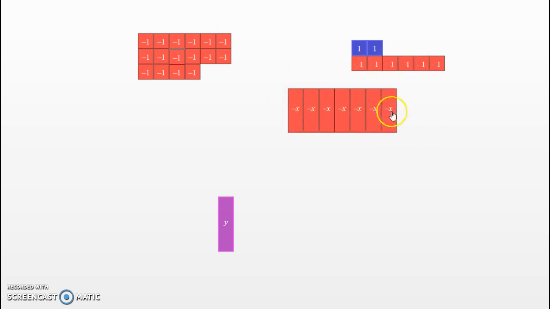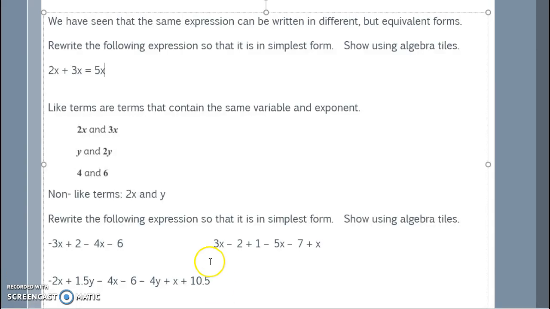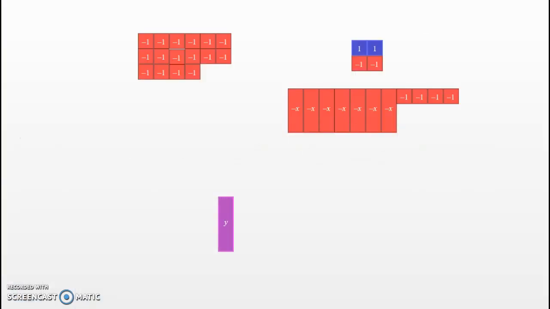3, 4, 5, 6, negative 7x. I see that I've created two different groups of 0, so then I just need to bring down negative 4. So our final answer for this one is negative 7x minus 6.